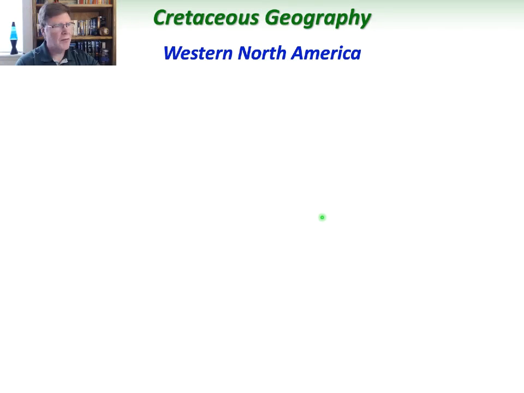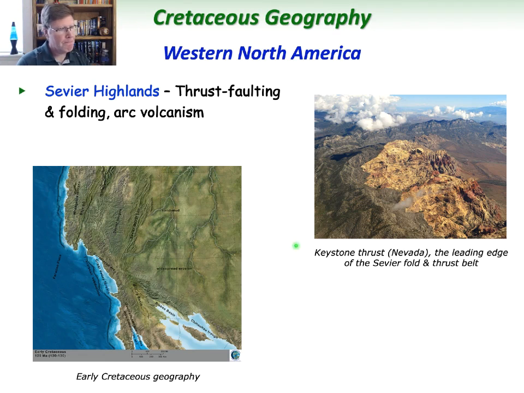So the geography of western North America. During the first part of the Cretaceous, the Sevier highlands were the mountains that were forming on the western margins. And again, a subduction-related orogeny with a subduction zone here and collision between the oceanic plate to the west and the North American continental plate, giving you thrust faulting, folding, a continental arc which would stretch north to south along this margin.